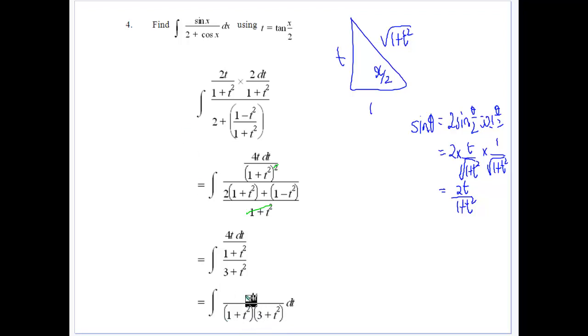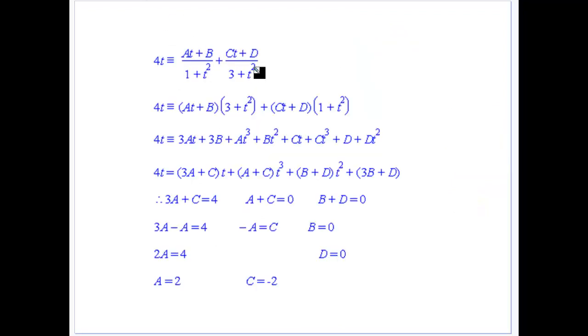Now, when we look at that expression, well, how are we going to do that? Time to do some partial fractions, because that's what it comes out as. So we have a look at the partial fractions. With 4t, it would be at plus b on the 1 plus t squared, and we get ct plus d on 3 plus t squared. So get our numerators, equate them, and then start to solve. We end up with b and d being 0, and we get a is 2, c is minus 2.